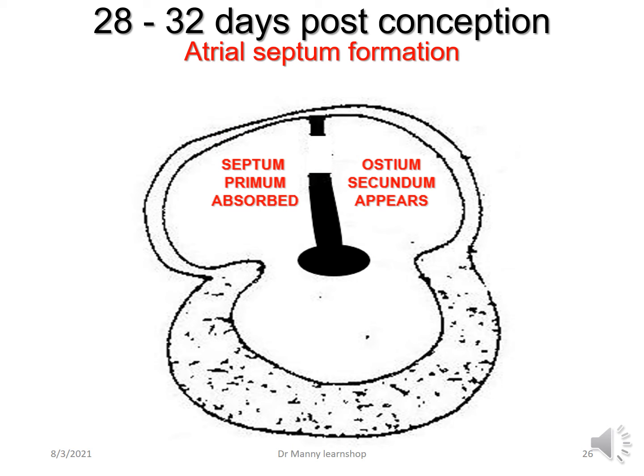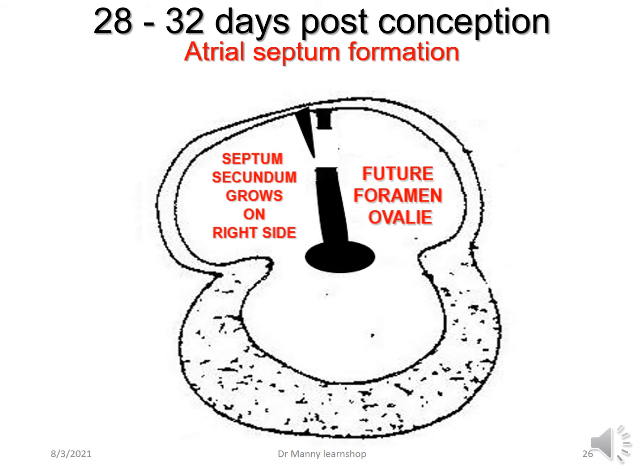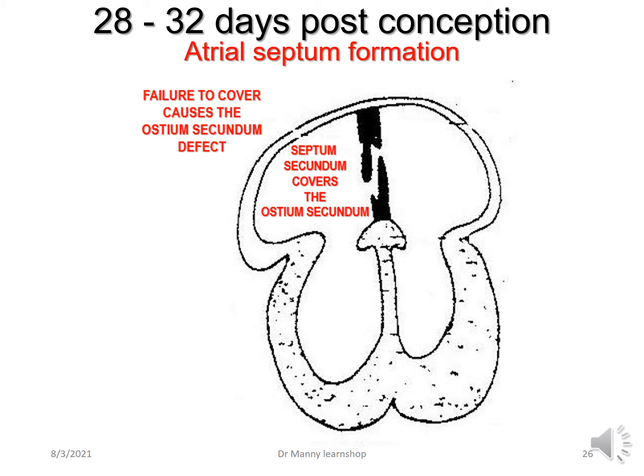Approximately midway, day 30, the septum primum is absorbed and the ostium secundum, the second opening, appears. The septum secundum grows on the right side, and this will be the future foramen ovale. The septum secundum covers the ostium secundum, the second opening. So it's like a little doorway. It's like a little one-way valve. And failure to cover causes a second atrial septal defect called the ostium secundum defect, the second type of defect.